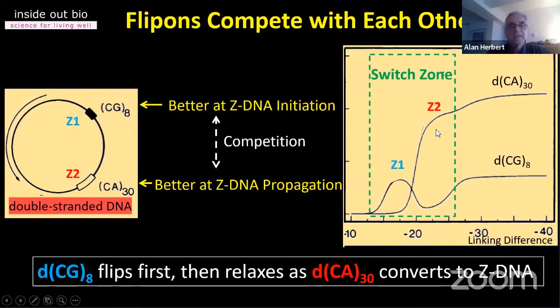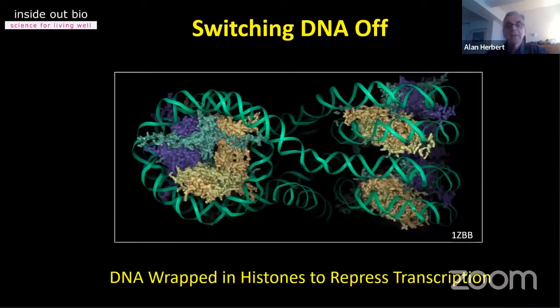So it's not only a theoretical possibility, but you can actually look at this in gels and actually demonstrate that these two different Z-forming sequences compete with each other to form Z-DNA, and that you can switch Z-DNA from one to the other just by changing the amount of superhelical density in this particular closed circular plasmid. So that's an example of a topological switch. You can also use wrapping of DNA into these nucleosomes that were mentioned before.